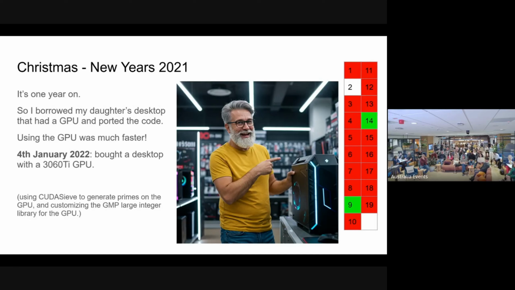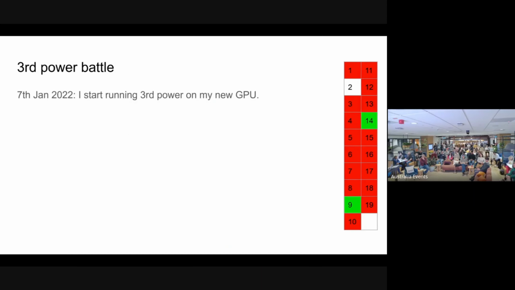And to do this, I found code, CUDA Civ, that did the prime numbers on the GPU, and I had to customize the GMP large integer library for the GPU to get it to work for the things I wanted. So, okay, now I'm going to get stuff back from Bruce. I'm going to do the third power, and I'm going to run it on my GPU much faster, and I'm going to get this back. And Bruce doesn't know I'm doing this, by the way. He doesn't know I've got a GPU.